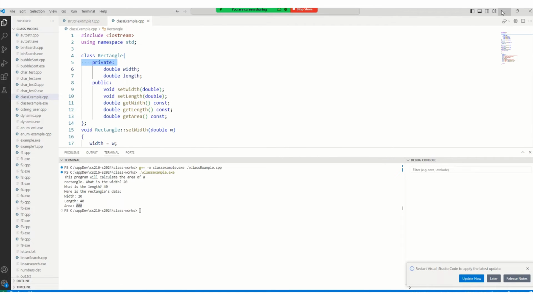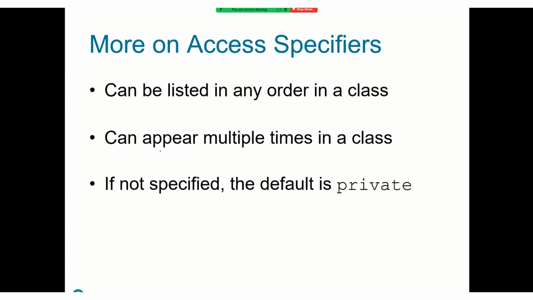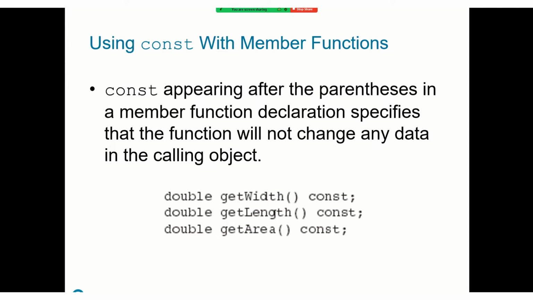Let's see. So here they can appear multiple times in the class. I mean, you can also alternatively define private double width, private double length. I mean, you can use private multiple times, or public, it doesn't matter. And so that's about it. And then you can use the constant with the member function.